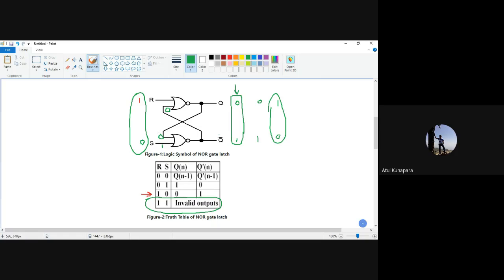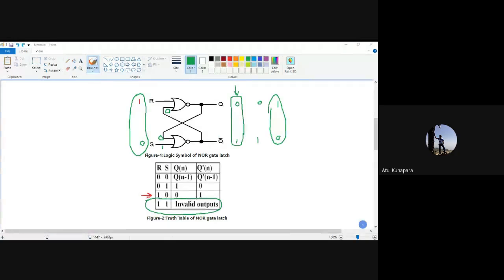Now the same kind of working you can also have by using NAND gates, right? That you can draw like this. Let me just take the figure directly so that it does not take much time to draw it. Just a minute.